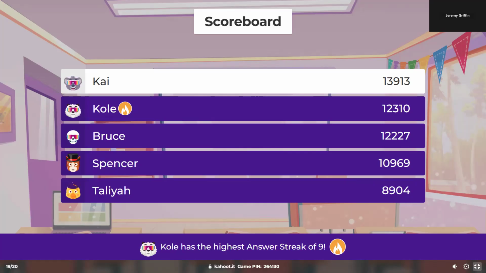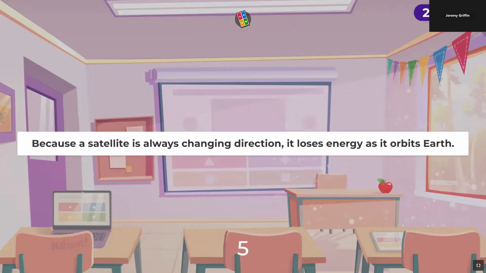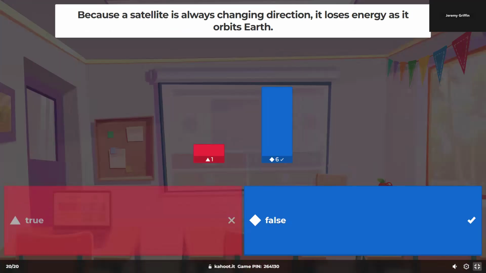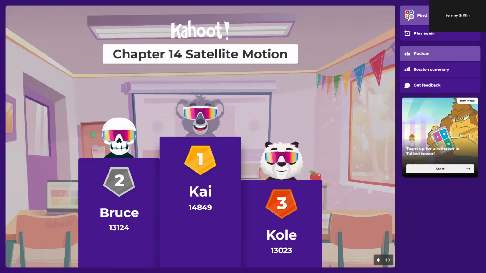Talia, Spencer, Bruce, Cole, Kai. We're going for the win right here. Because the satellite is always changing direction, does it lose energy? Conservation of energy makes that false. Great segue to next week. So we got the bronze, Cole, silver, Bruce, and gold, Kai. Nice job, guys.